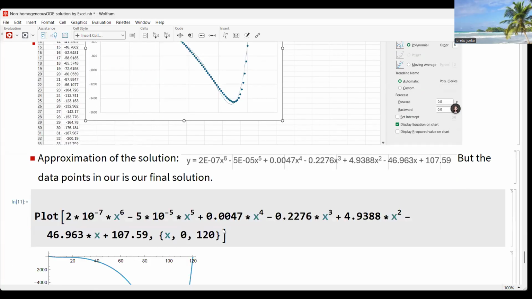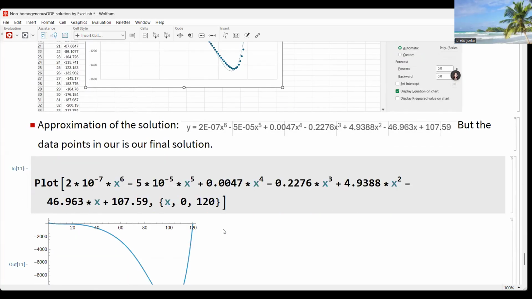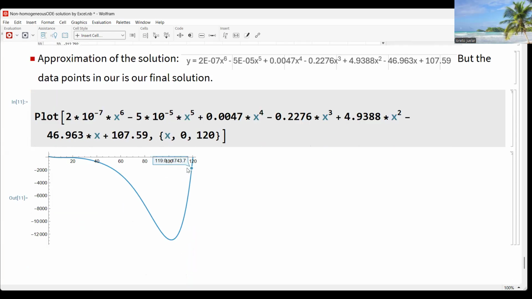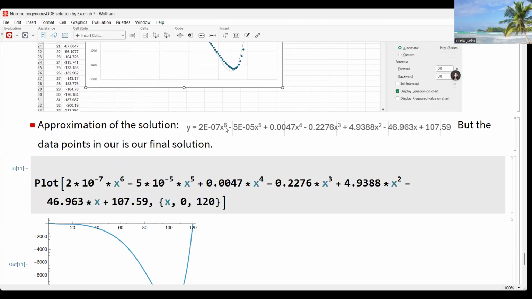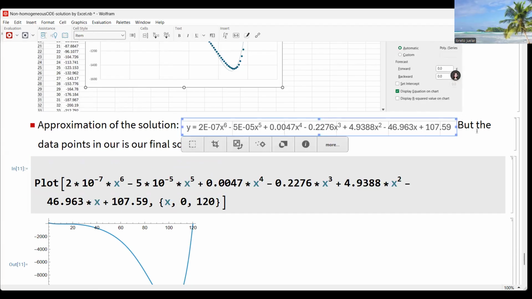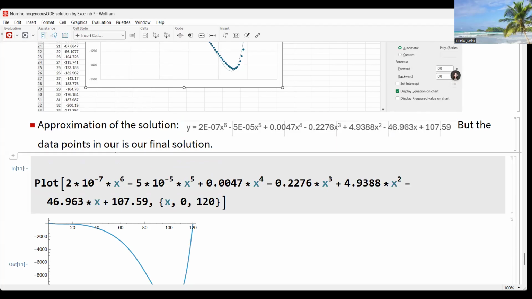Okay. Now you can plot the given equation here from the Excel. So it looks like this. It looks like the equation given by Mathematica. Okay. But here the approximation of the solution is given by Mathematica, but the data points in our solutions are our final solution here. Okay.